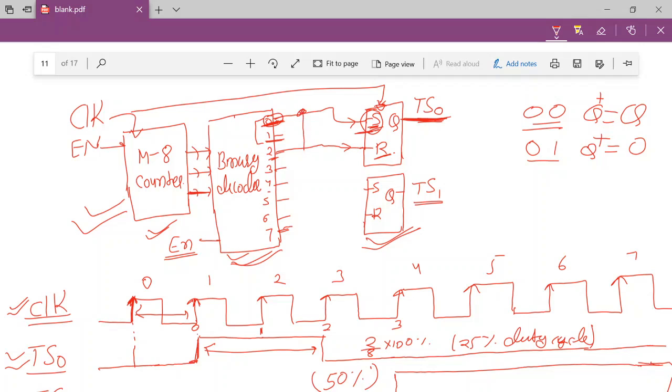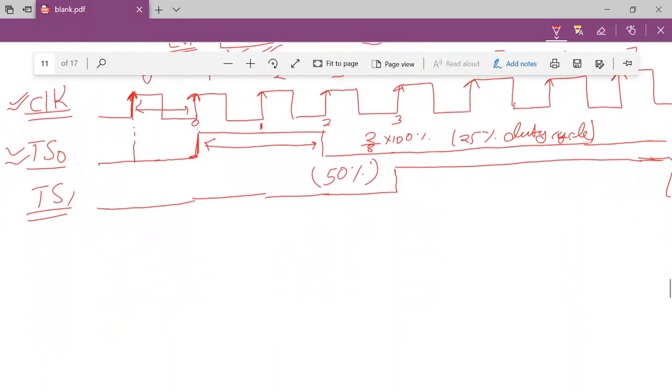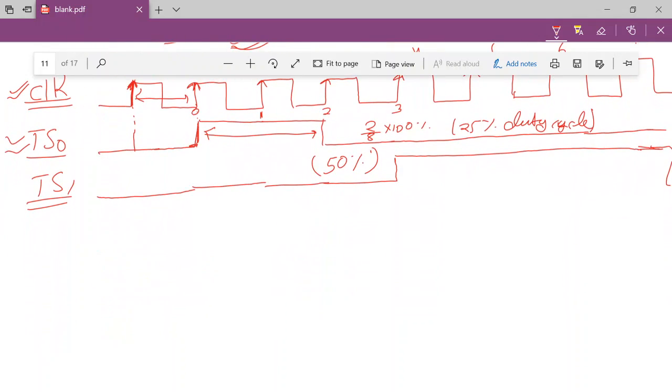We can connect this 0th output to S, and then after 3 clock cycles we can connect this 4 to R, right? That is also okay, meaning you can use any output multiple times. The only thing is that the output load of that output connection will increase. That's okay. So this is how we can generate different duty cycle signals. This is one more application of the counter.